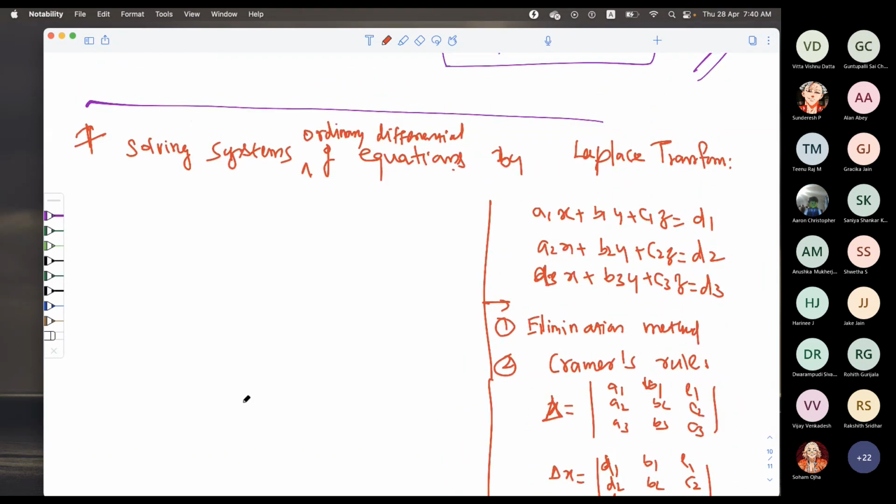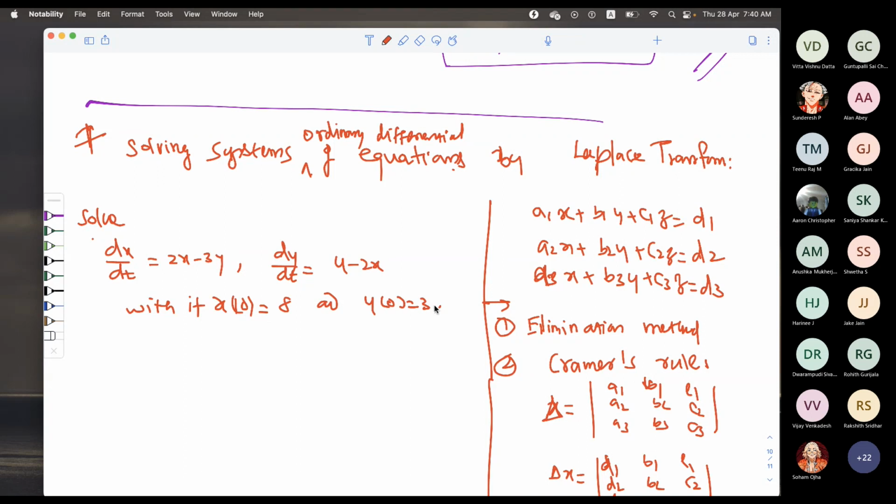Yeah, we will see some problems. Solve the simultaneous equations just by the Laplace transform. So x dash is 2x minus 3y, and dy by dt is given as y minus 2x. It is a first order system, so we need two initial conditions: x at 0 is 8 and y at 0 is 3.